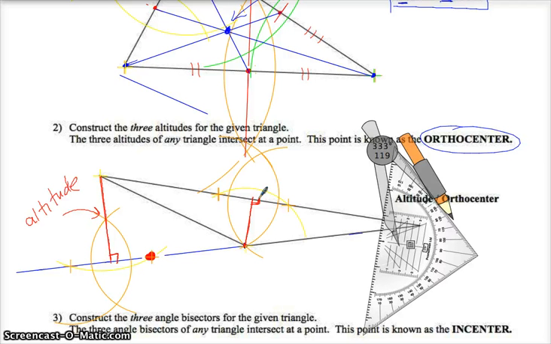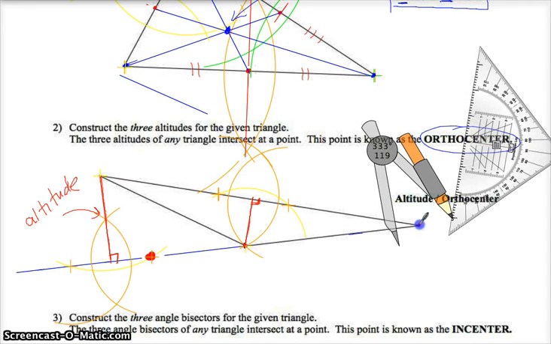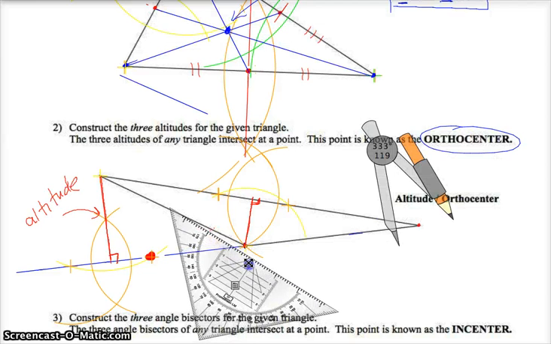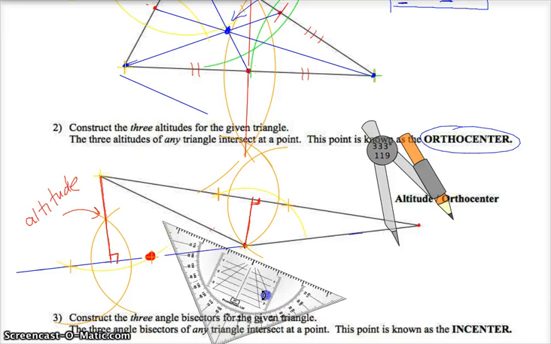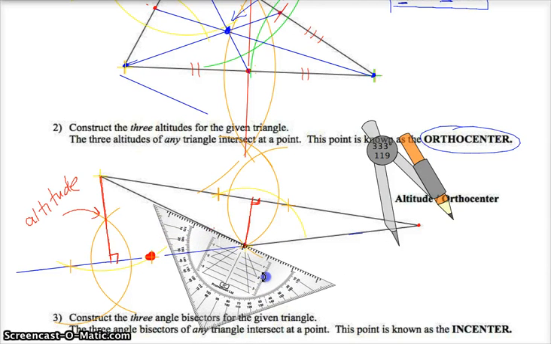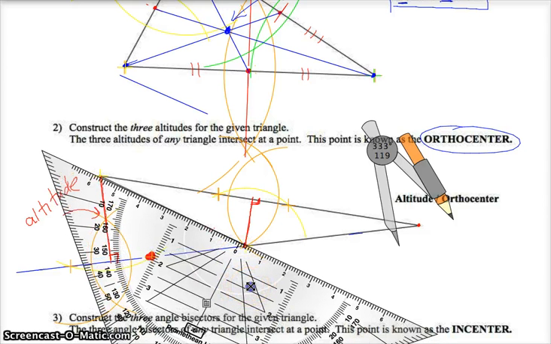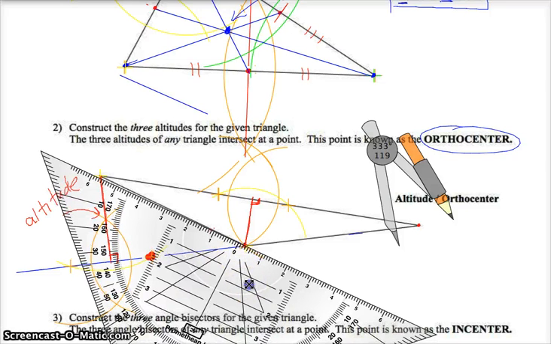Okay, now my third one needs to go from this vertex here to its side opposite. Well, this is the opposite side. So the first thing I need to do is take my ruler and extend my side. So I'm going to extend the side. I'm a little off here. I'm trying to rotate it a little bit. It's not working.